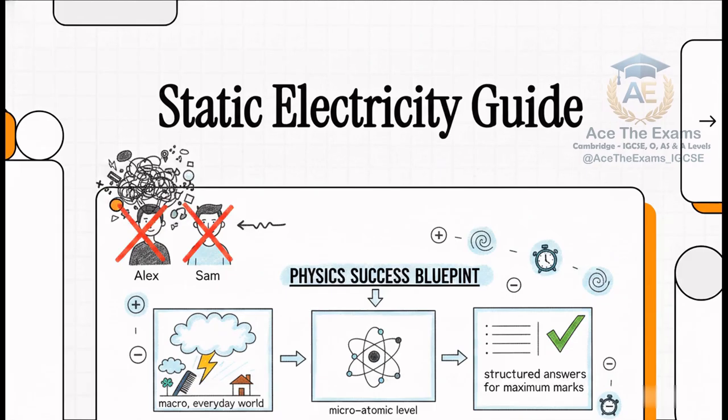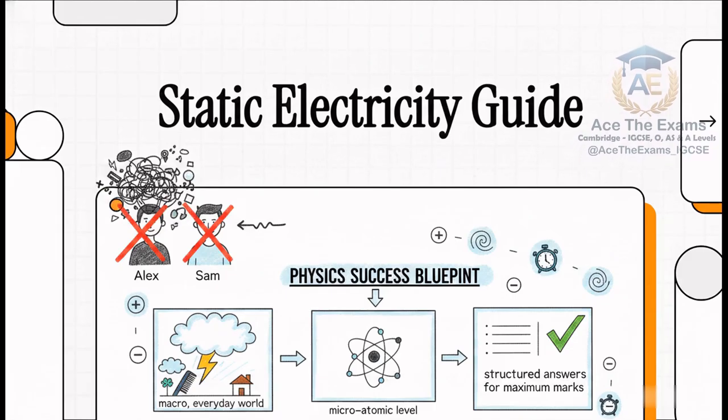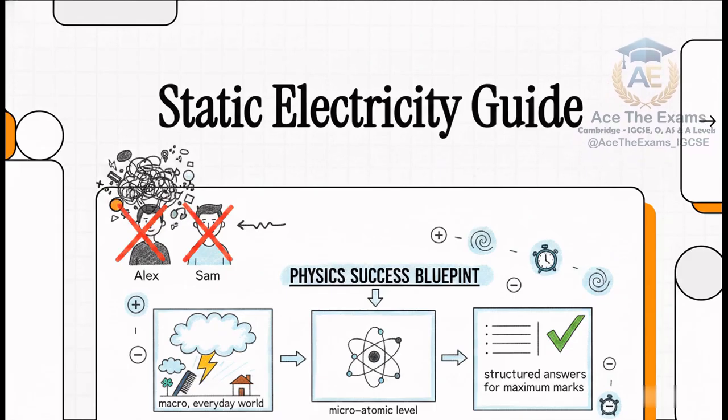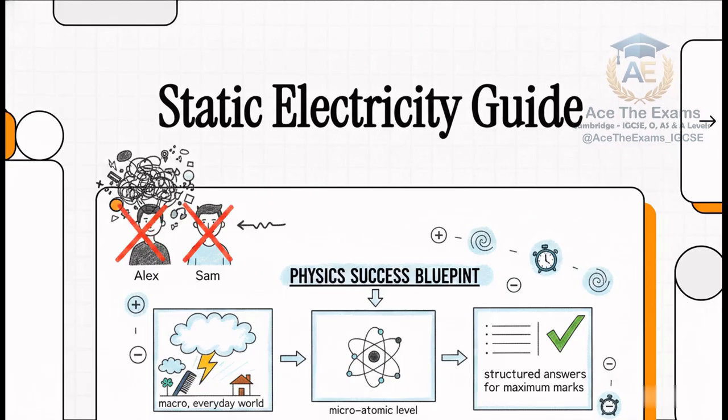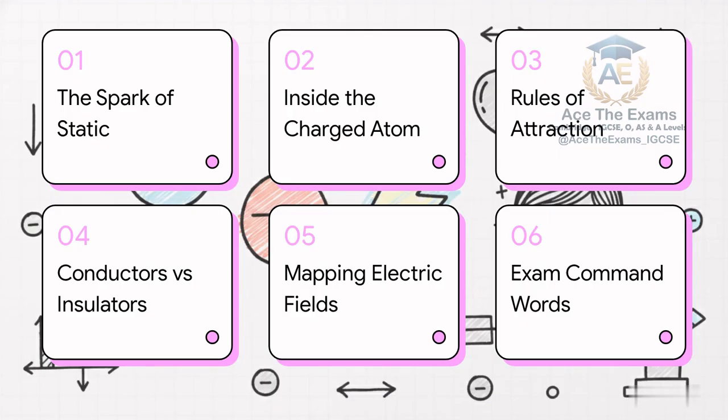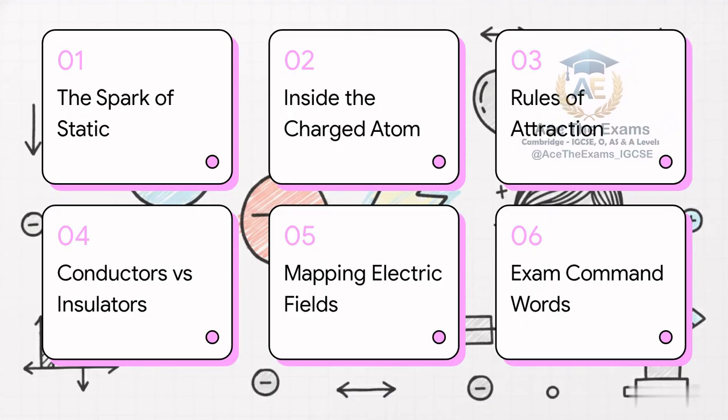Our goal today in this explainer is to completely erase those red marks and replace them with green check marks. We are going to build your ultimate physics success blueprint, step by step. Let's get into it. So here is the structured roadmap for our journey today. Don't worry about taking notes just yet, just absorb this.